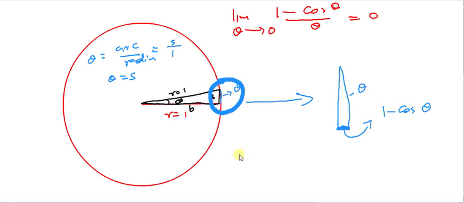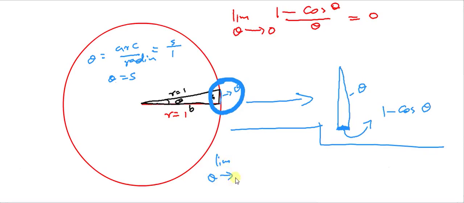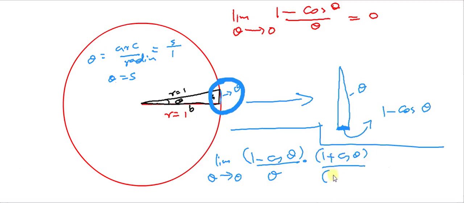This is a geometrical proof. We can prove it algebraically by using the first limit. The algebraic approach is: as theta approaches 0, 1 minus cosine theta, multiplied by the conjugate factor, 1 plus cosine theta.